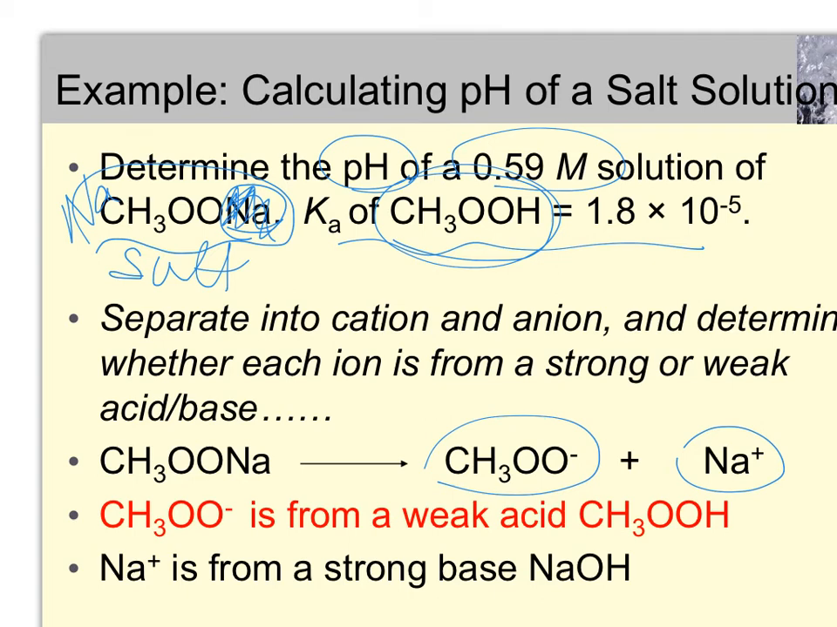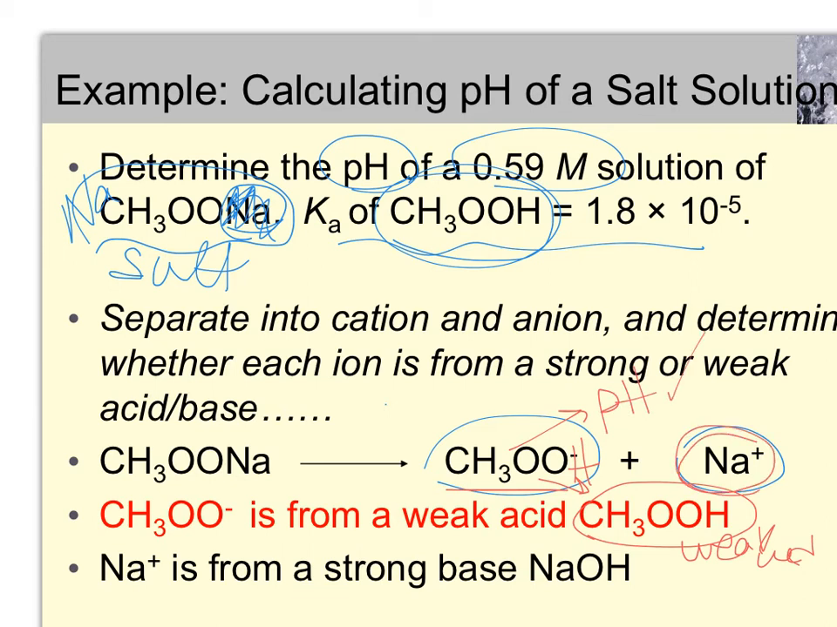Then you have to ask yourself, where are each of these ions from? So remember, if you're looking at the anion, you simply want to add a hydrogen, okay? So acetate is from acetic acid, which is a weak acid. So this acid here can, in fact, change the pH, okay?